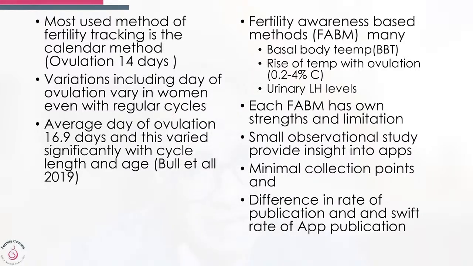Now, the fertility awareness methods, many are based on basal body temperature, a rise of temperature between 0.2 and 4%, and urinary LH levels, and each fertility awareness method had its own strengths and limitations. Many of them were based on small observational trials. There were minimal collection points, and there's a difference between the rate of publication and the swift application of these apps. So by the time you publish something, a new app is already on the market.